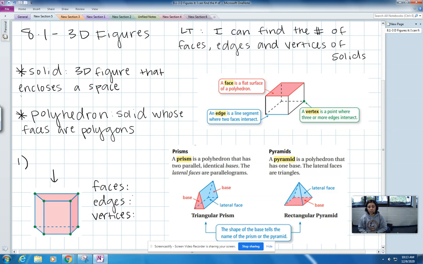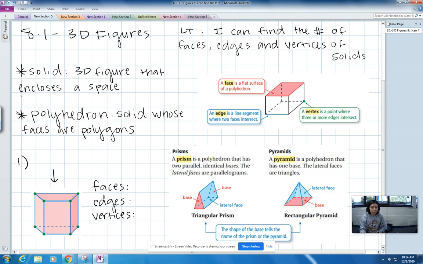So remember, faces are those flat surfaces, those actual shapes. So we need to count all of the different flat surfaces on this figure. Well, I see there's a front rectangle here, so that's 1. Then there's a rectangle here, that's 2. There's a rectangle on the other side, that's 3. And then I see a trapezoid on top, that makes 4.